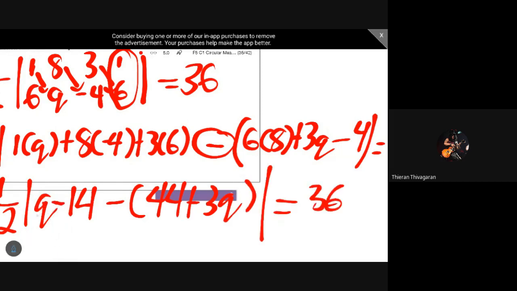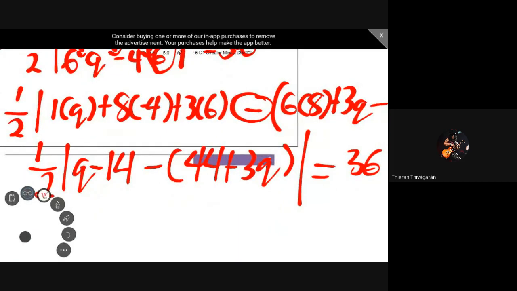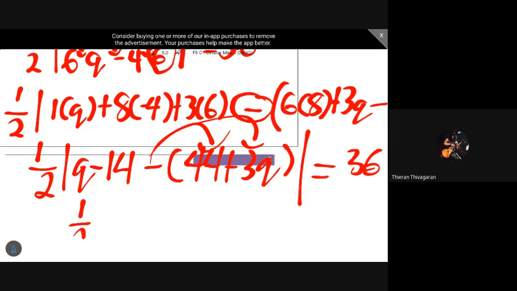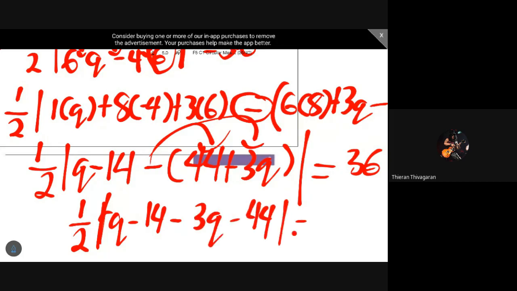Okay, so this one you can press calculator. And then this one be careful. Sebab negatif darab kat dalam. You need to times the minus inside. So it becomes half Q minus 14 minus 3Q minus 44 equal 36.